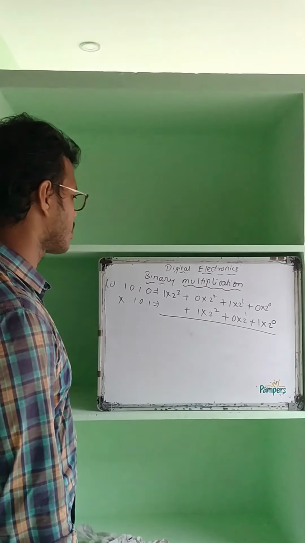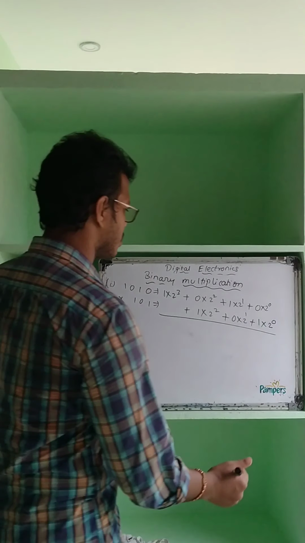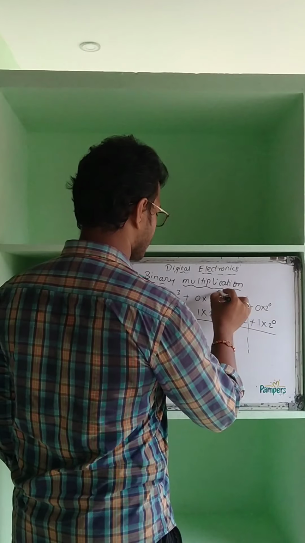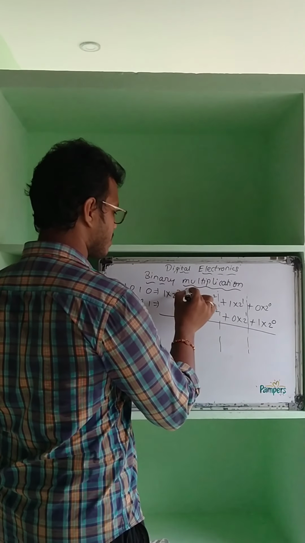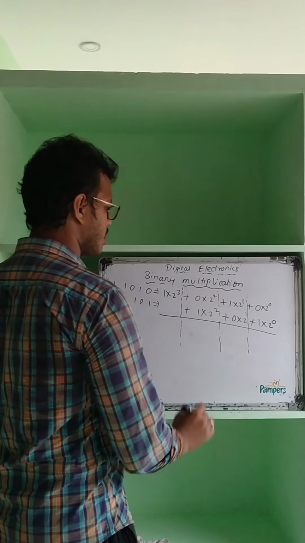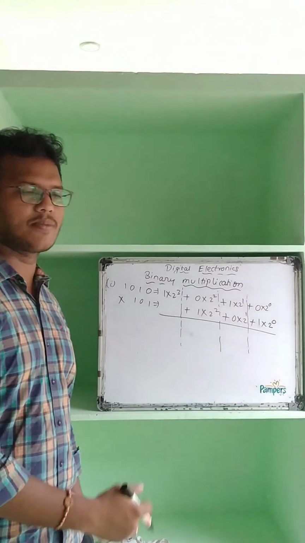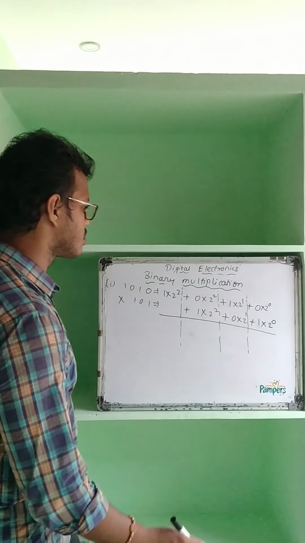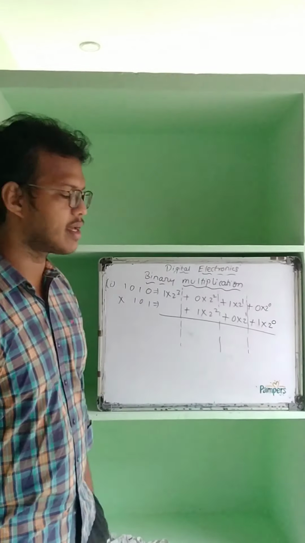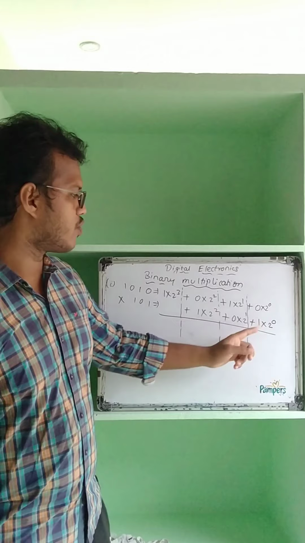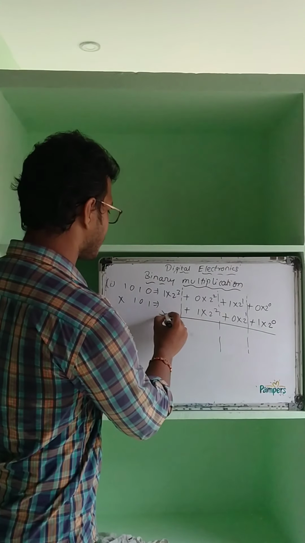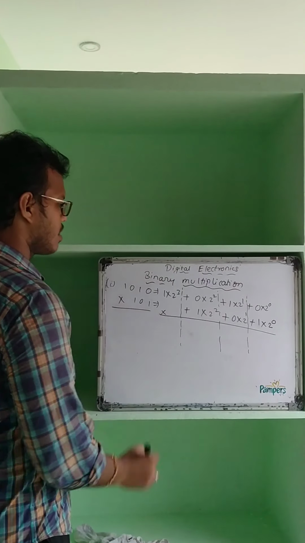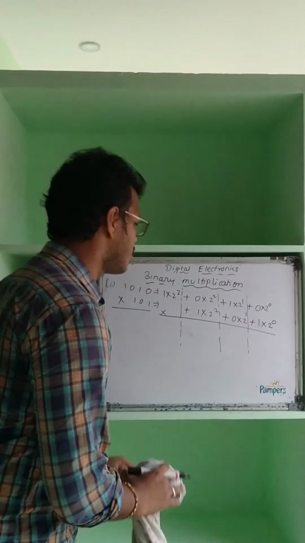First of all, take the columns for better understanding. So draw the columns to understand better. How do we multiply 0 into 1? We have to do the multiplication. So how do we do this?